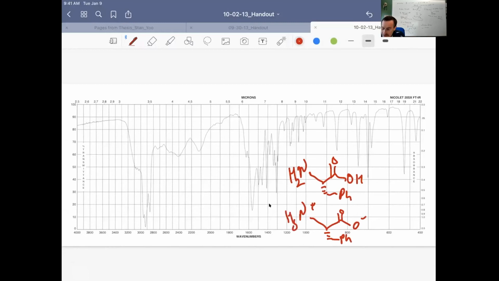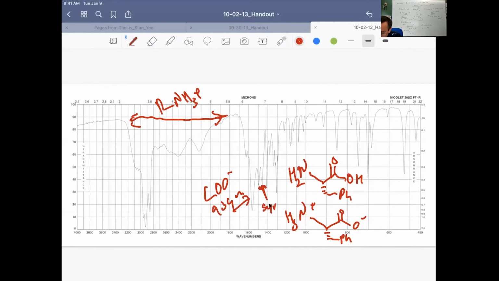So we have two of the features that we've just talked about here. We've got this big, broad ammonium stretching band. And then we have our carboxylate, and here's our carboxylate asymmetric. And then one of these over here, I'm not sure which one, is probably the symmetric stretch.